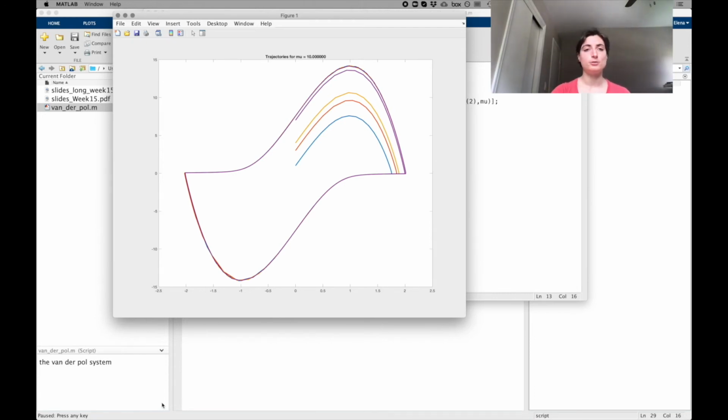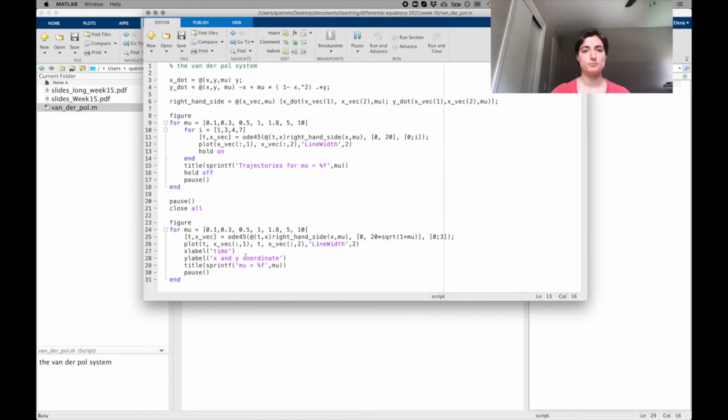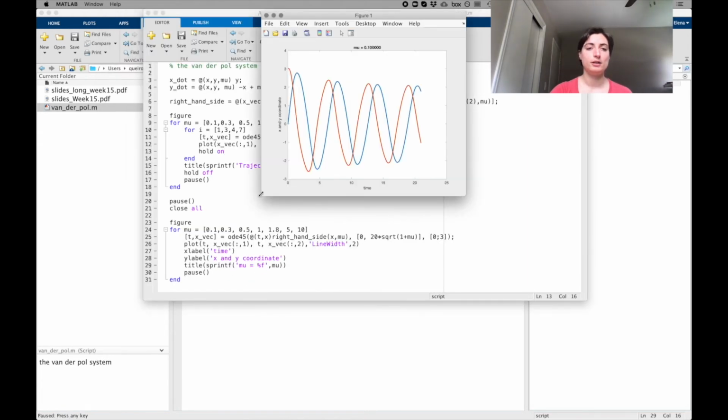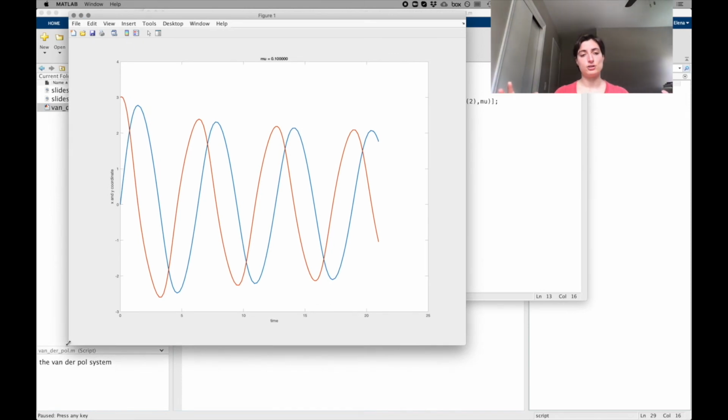So now I want to change my plot, and now I'm plotting in the horizontal direction the time, and in the vertical direction the x and y coordinates. So now I start at x equal to 0 and y equal to 3, and you notice how they follow each other and they look quite periodic towards the end of it. But mu is very small, so it actually takes a lot of time for them to get closer and closer to the periodic orbit, but they also look very smooth.